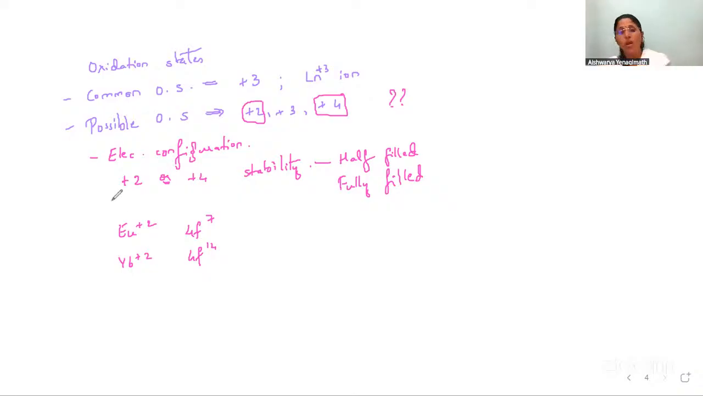Now, to go into more detail, the ions in the +2 state, these two examples, act as strong reducing agents. Please mark this point. The lanthanides which are in +2 state act as strong reducing agents. Why? Because of the stable configuration, they have entered the +2 state.